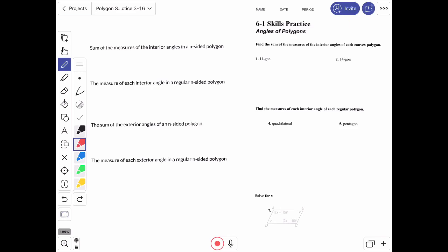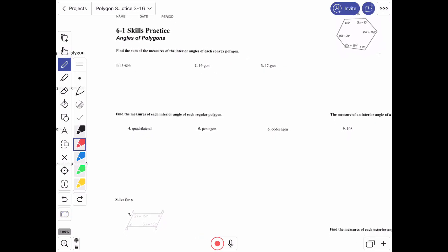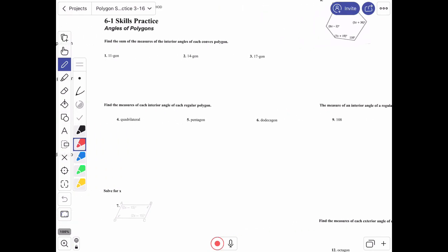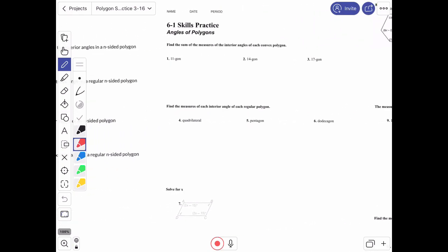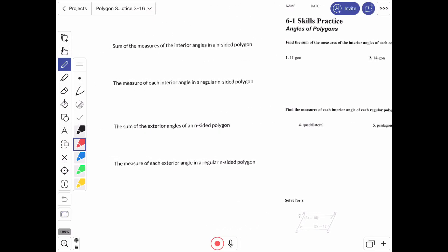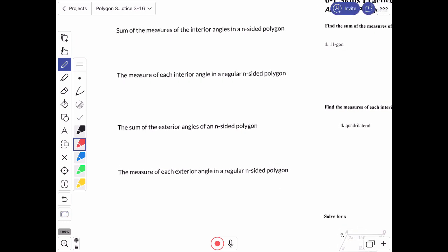So hopefully this app will work right now. If you saw on Canvas, I should have uploaded the 6-1 skills practice. We're just going to review some of the problems that we might have done last week with Polygon angle sum theorems. So before we get into those problems exactly, I wanted to do just some review of notes.